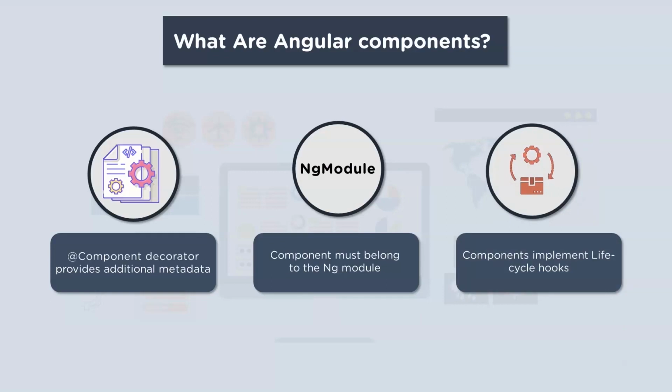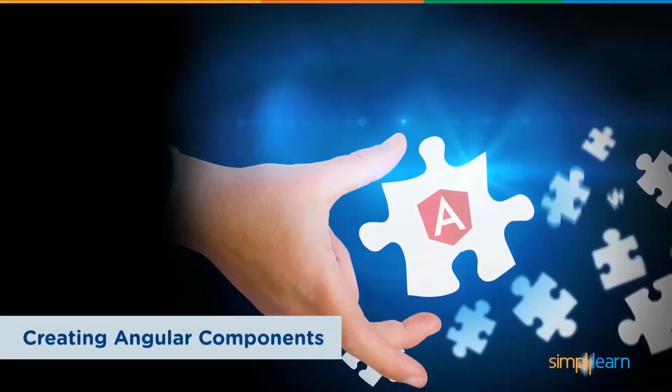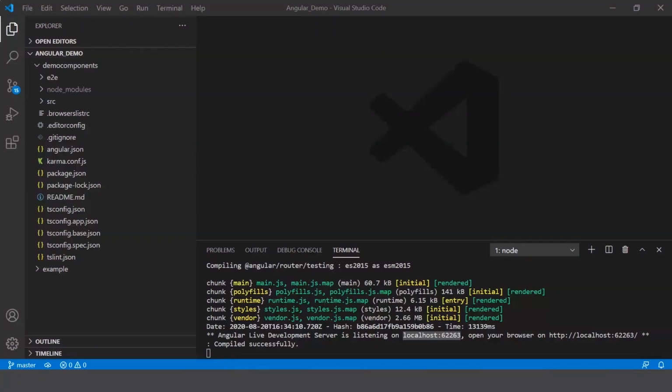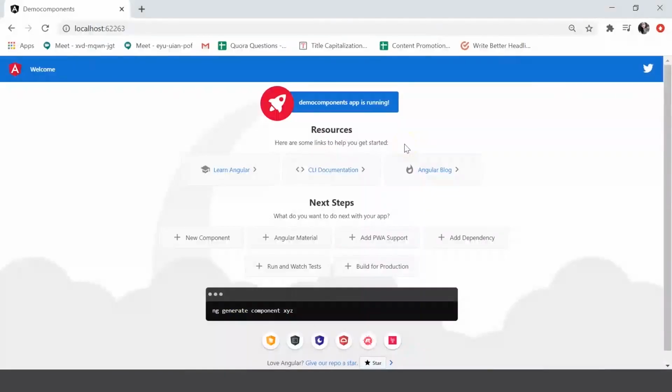So this was just a brief introduction to what Angular components are. You will only be able to understand the working of components when I show it to you practically. So let's head over to our Visual Studio Code. Here, back in my VS Code, I've created a folder called Angular Demo, within which I've created an Angular application called Demo Components. Once executed, the browser looks something like this.